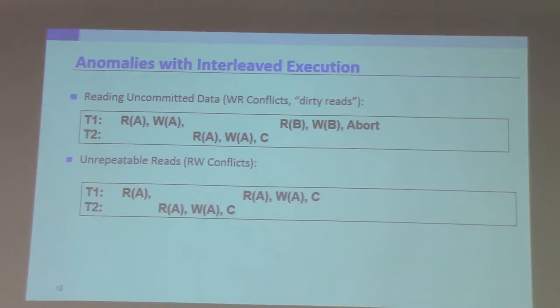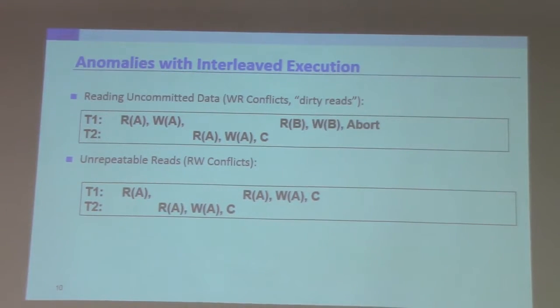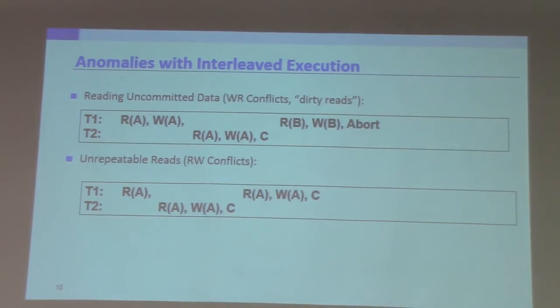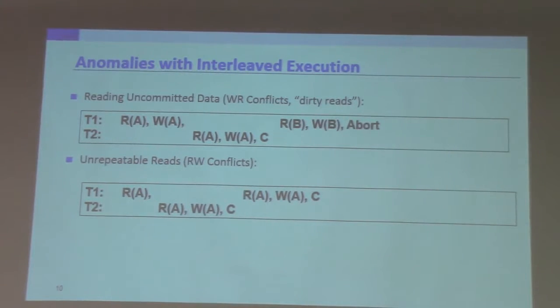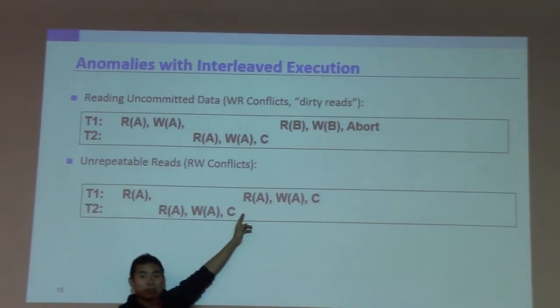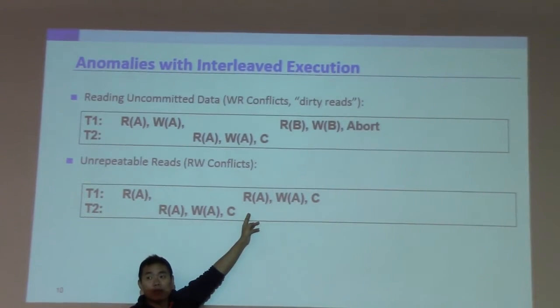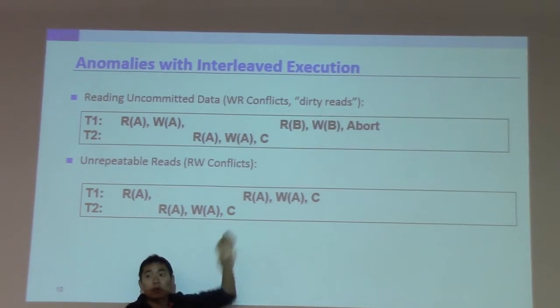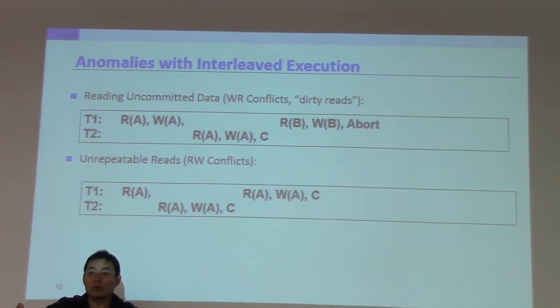And also keep in mind, the other thing I want to remind you is, these things happen in an online fashion. You cannot see the future. You do not know at this point that the same transaction will come back and request the value of A again. You cannot predict what the future looks like. It's an active online transaction.